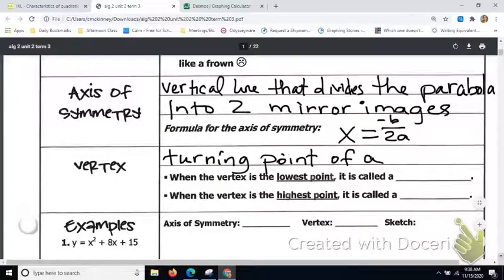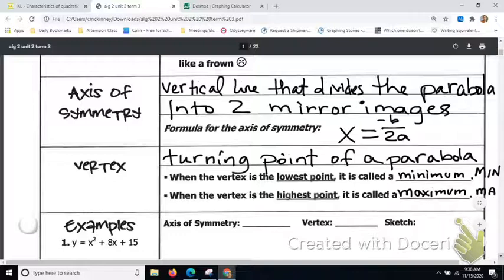And the vertex will always either be the lowest point of the parabola or the highest point of the parabola. If it's the lowest point, it's called a minimum. And oftentimes we'll just call that a min. So it's the minimum, aka nickname of min. And if it's the highest point, it's called a maximum. It's the highest number that it reaches. And we also call that a max.